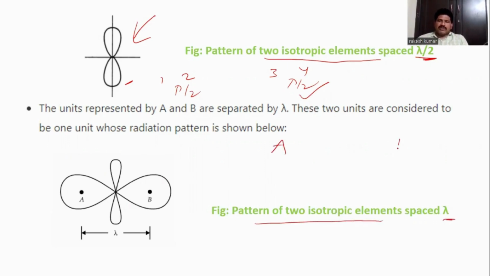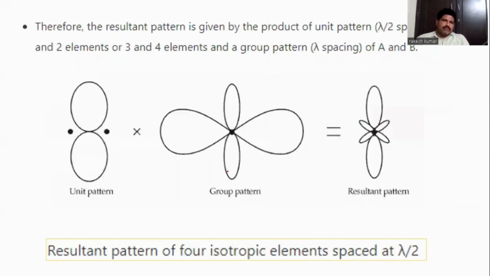What is the separation distance between A and B? The separation distance between A and B is lambda. Okay. So this is for two elements separated by lambda by 2. This is for the two element sources separated by lambda. Two elements separated by lambda. Okay, now in order to get the total radiation pattern, I want to simply multiply. This is the radiation pattern.